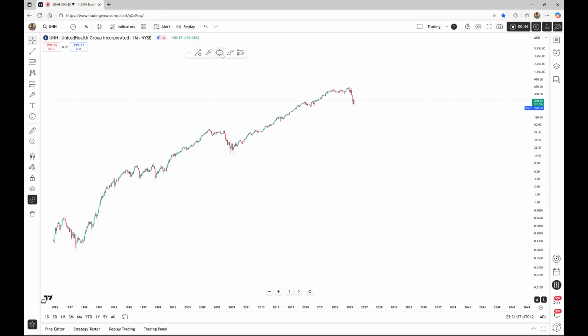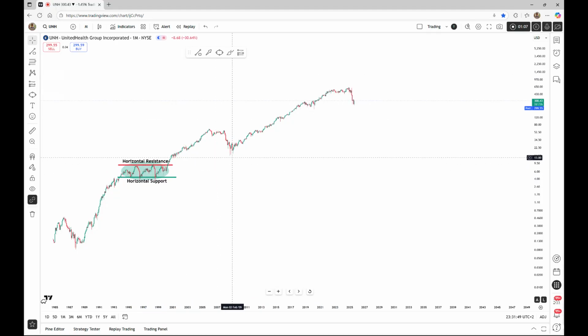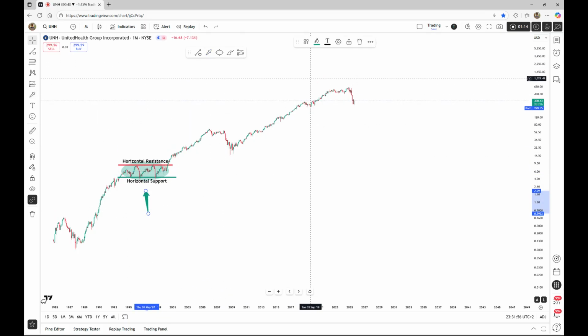Yes, you're absolutely right. If we now take a look at simple technical analysis, you can see that first of all, starting back in 1994, United Health entered into a significant consolidation, where on the one side, we had a horizontal resistance back then at this $9 level, and on the other side, a significant horizontal support back then at this $4.50 level.